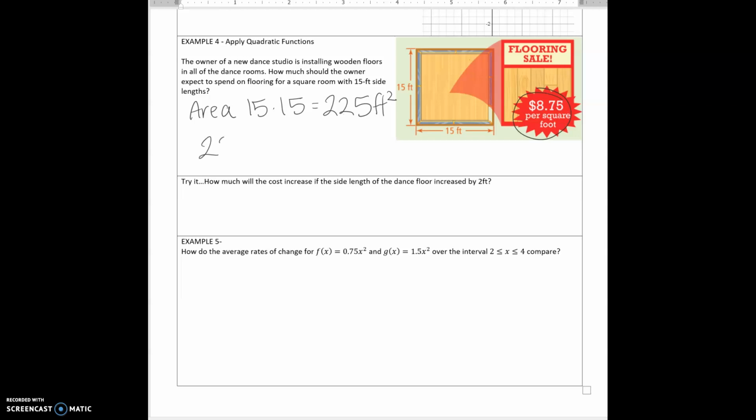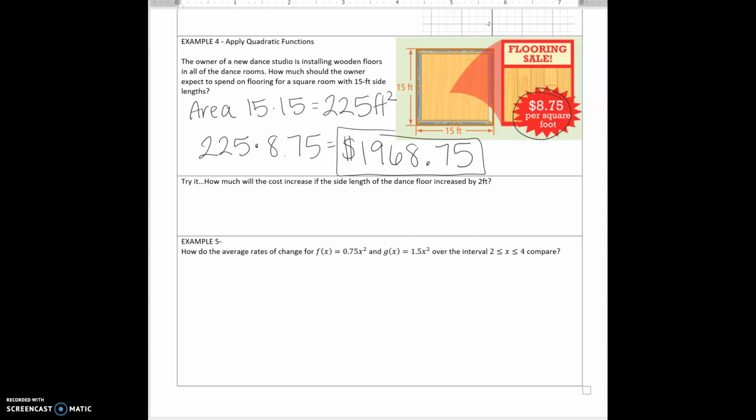And then the price of the flooring is $8.75 per square foot. So we're going to do the 225 times $8.75, and we get a total of $1,968.75. Okay, so go ahead and pause the video and try this try it problem.